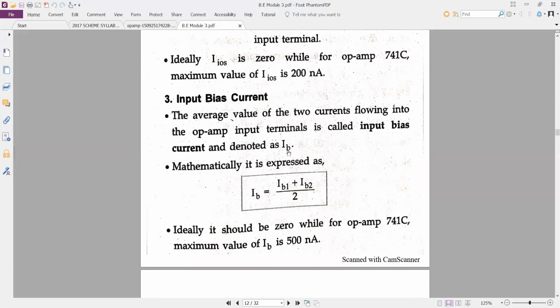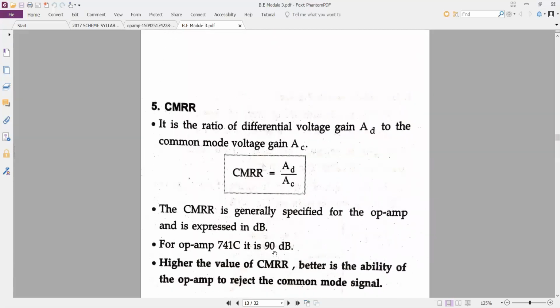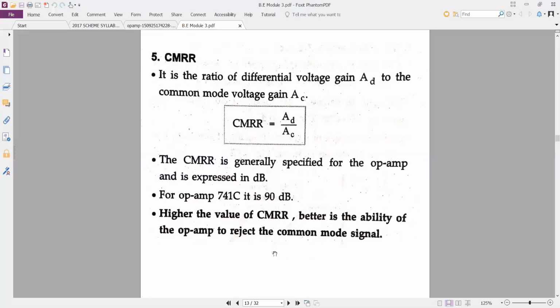In the previous parameter, we discussed that the current entering the non-inverting terminal is IB2 and the inverting terminal is IB1. If you add them together and take the average, that gives you the input bias current, which is equal to IB1 plus IB2 divided by 2. Ideally, it should be 0, but the maximum value of IB will be around 500 nanoamperes. This completes this parameter. Let us go to the next parameter.